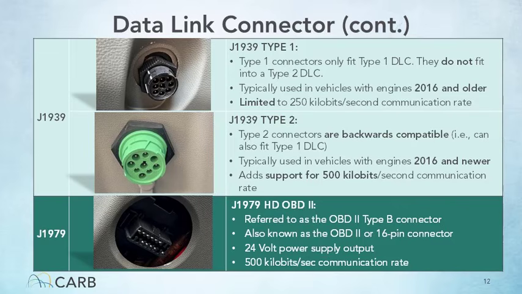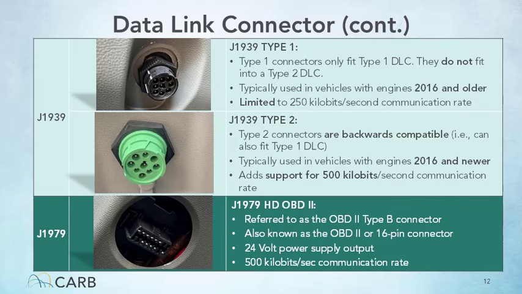The green round connector is known as the SAE J1939 Type 2 DLC. It is backwards compatible and can fit into a Type 1 DLC. It is used in vehicles with 2016 or newer model year engines and supports a baud rate of 500 kilobits per second, double the baud rate of the Type 1 DLC.